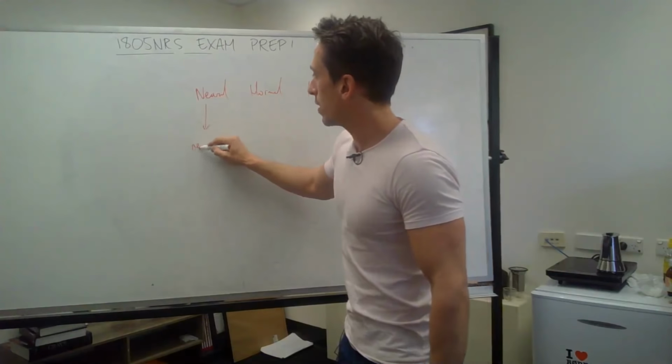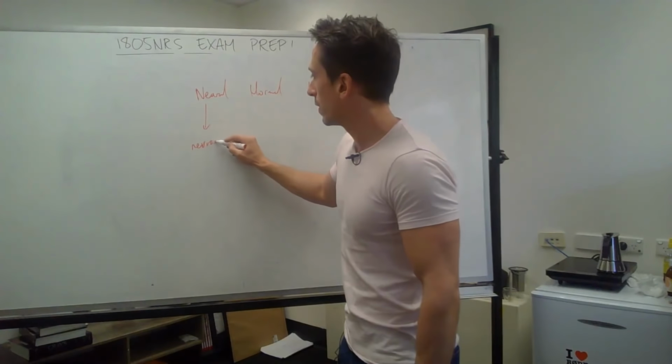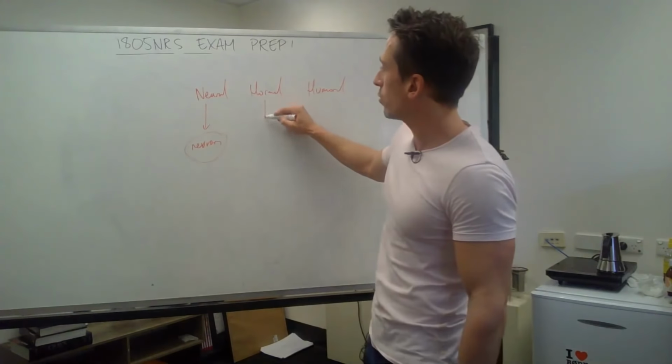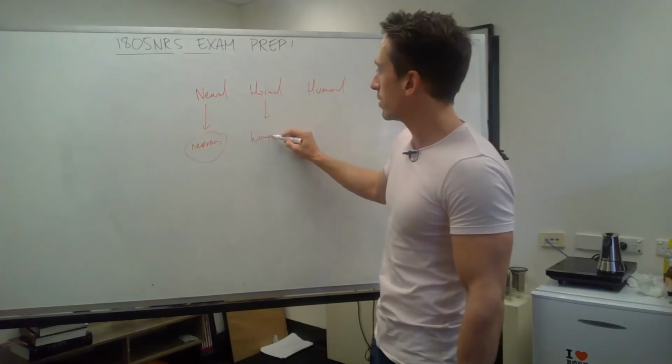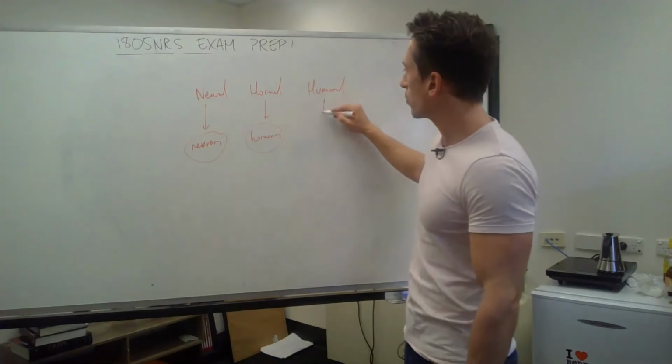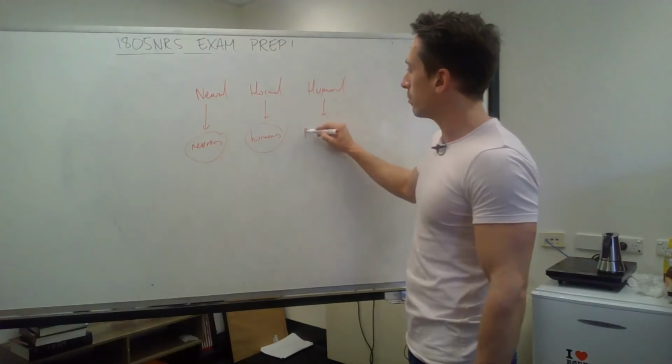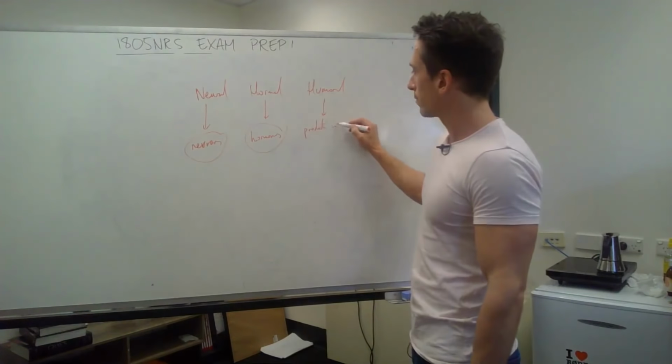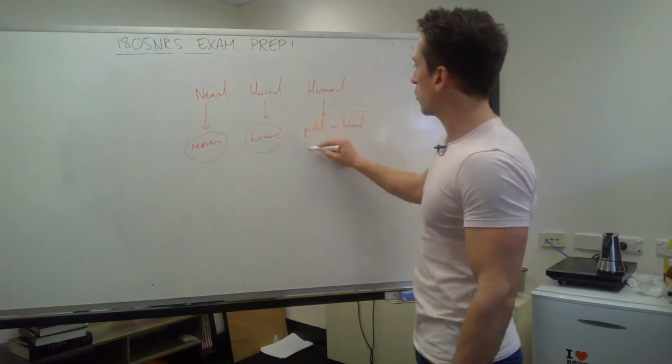Neural stimulus is when neurons stimulate hormones to be released. Hormonal stimulus is when other hormones stimulate hormones to be released. Humoral stimulus is when products in the blood stimulate hormones to be released.